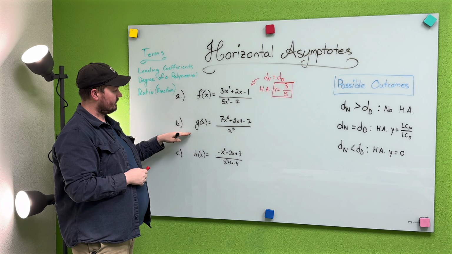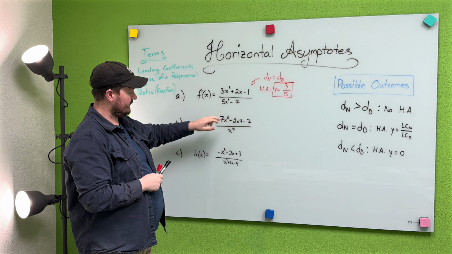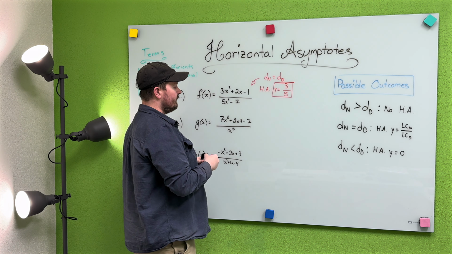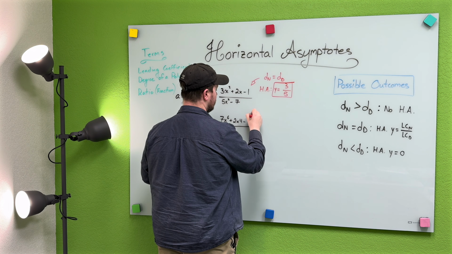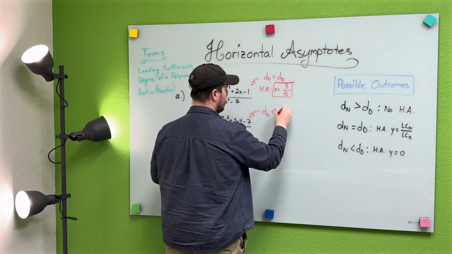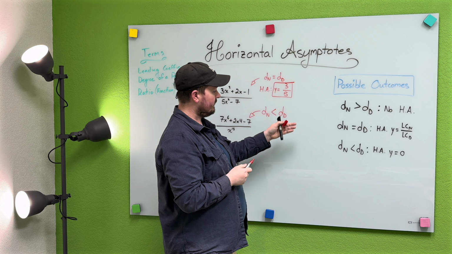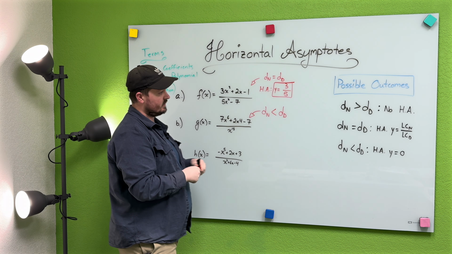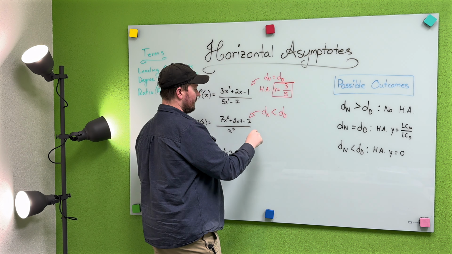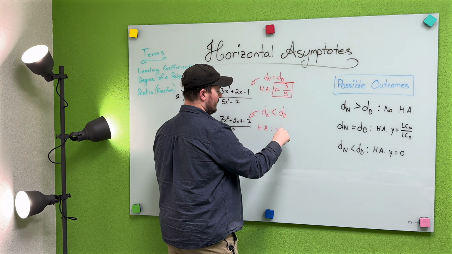For the second example, we need to look at the degree of the numerator, which is 6. We look at the degree of the denominator, which is 15. And we see here, for this example, the degree of the numerator being 6 is smaller than the degree of the denominator. So when we compare this information to our table with all the possible outcomes, we see that our horizontal asymptote is simply the equation y equals 0.